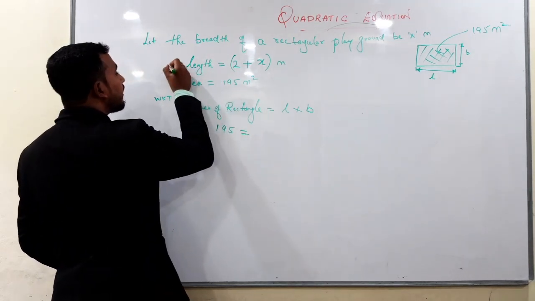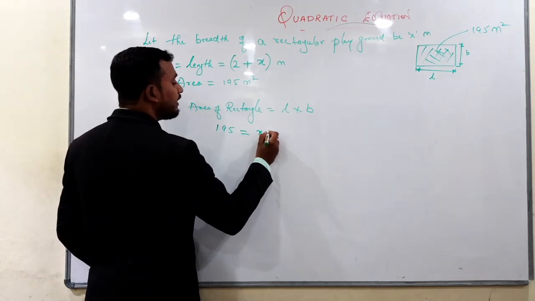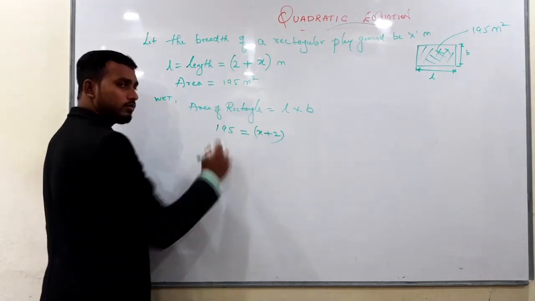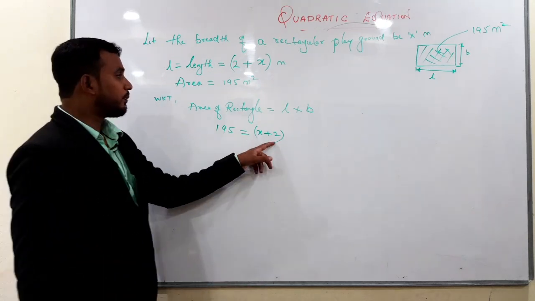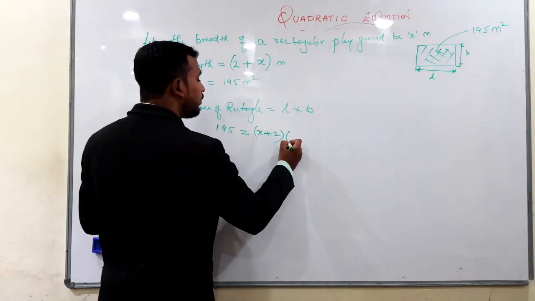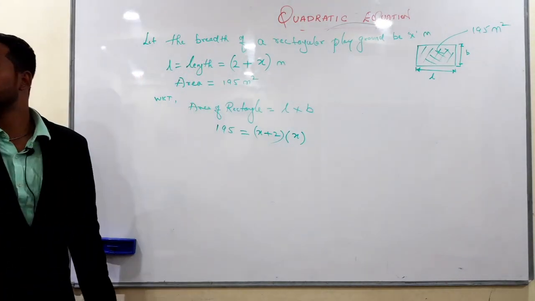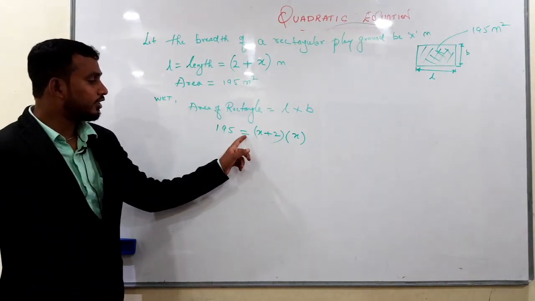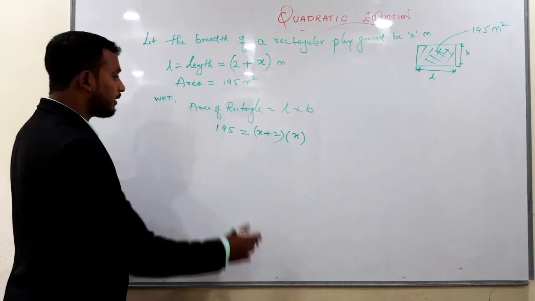How much is length? Length means L. Let me write x plus 2 or 2 plus x. But always we write variable first. Understood? x plus 2 is the length into breadth. Breadth is x. Area is equal to length into breadth, L into B. Now let me multiply.